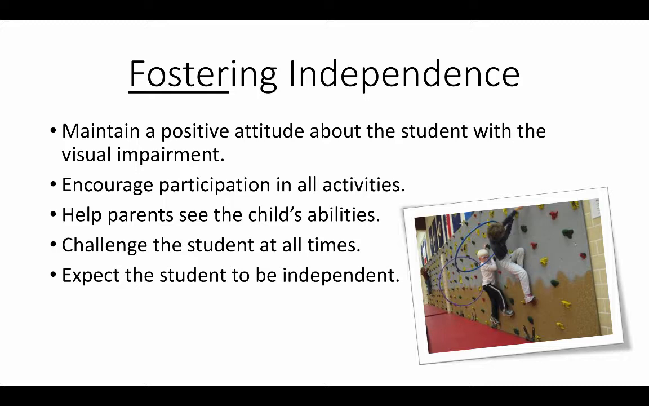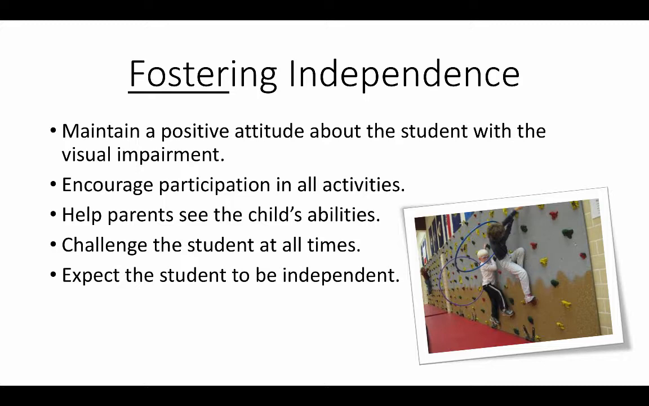So how do we foster independence? What are the main things we have to do with individuals with vision loss? One, we have to maintain a positive attitude. They're going to get frustrated. They're going to break down. We need to be the ones that pick them up and say, no, you can do it. We have to encourage participation. Some participation is better than none. So even if we have to be one-on-one with them and help them through, that's better than them not participating at all.